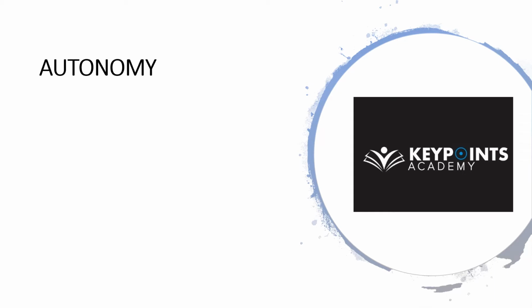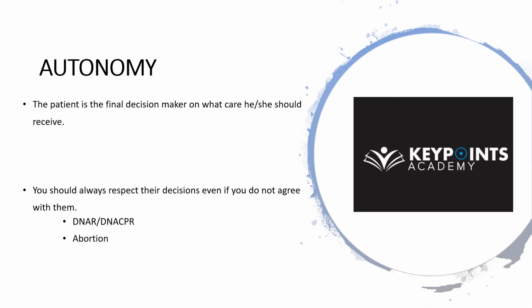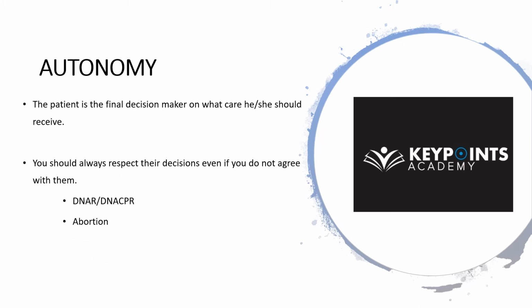Now, the second principle we'll look at is the principle of autonomy. Autonomy basically tells us that the patient has the final decision on his or her care. The doctor may know what is best for the patient, but the patient still owns that right to decide if he or she wants the care to be given or not. Whether they take what is recommended or they decide to do something against what is recommended by the professionals, you should always respect such decisions. You may not agree with them, but you should respect them.